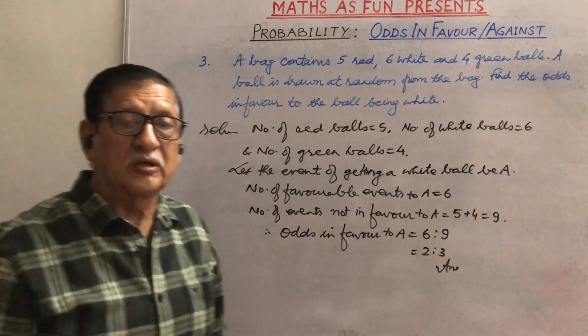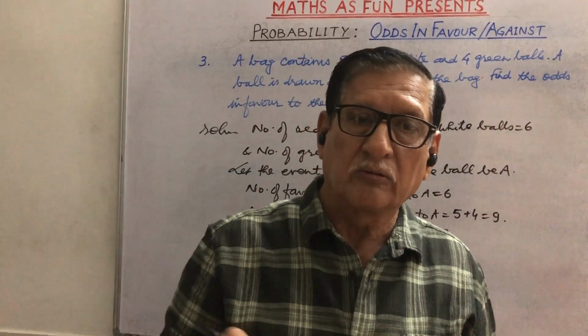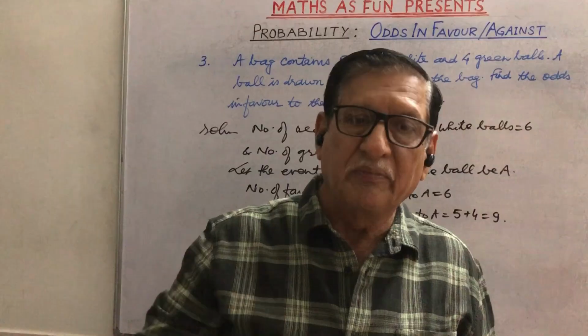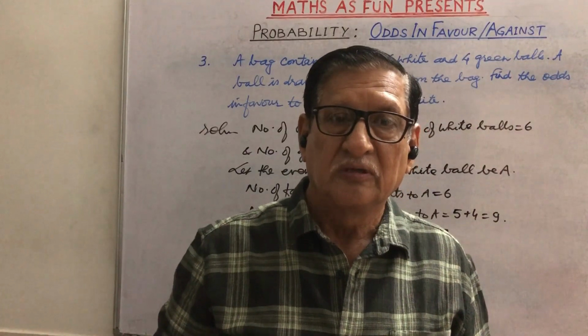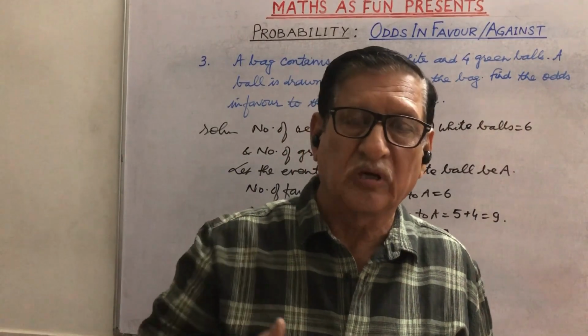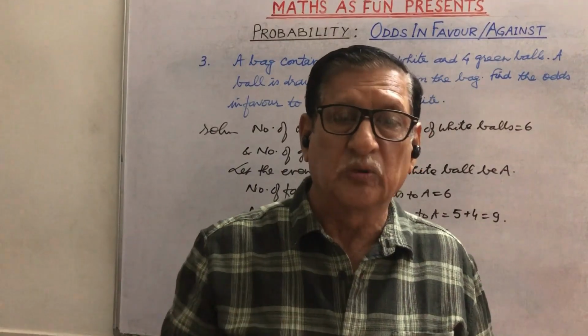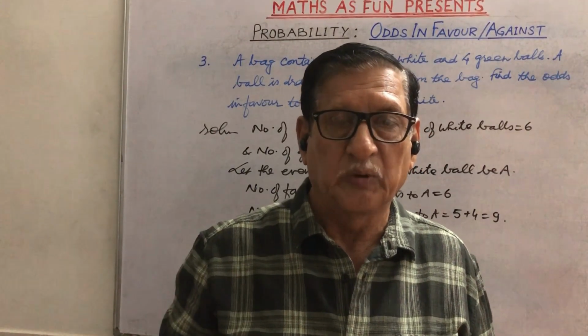So we have understood about the odds in favor and odds against a particular event. We will be discussing some more problems on the same in the coming videos when we learn about some more approaches to the probability. In the next video, we will be learning about the axiomatic approach to the probability.